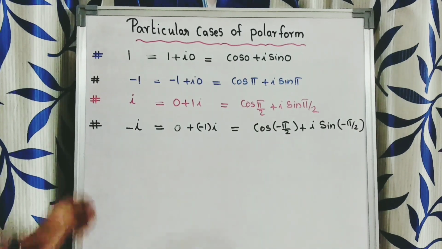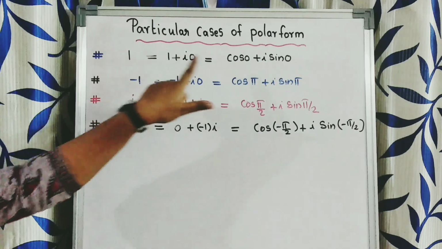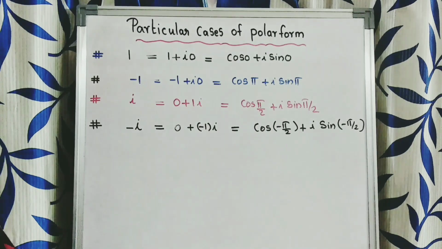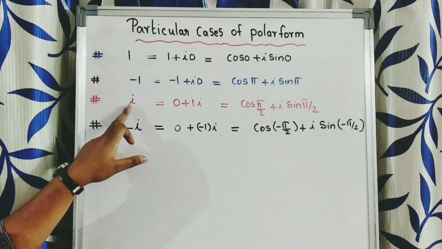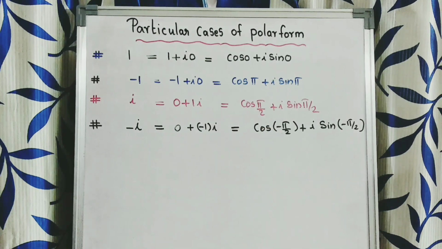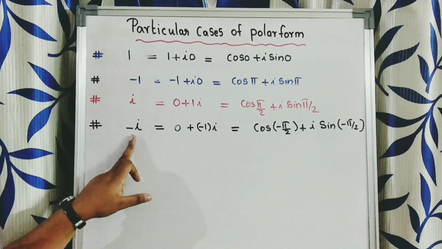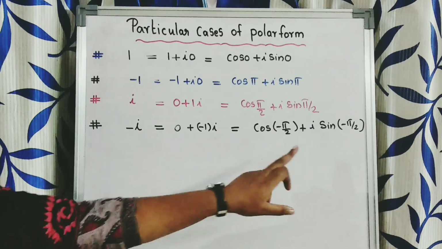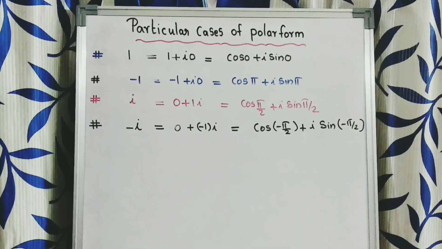Once more, the polar form of 1 is cos 0 plus i sin 0. The polar form of negative 1 is cos pi plus i sin pi. The polar form of i is cos pi by 2 plus i sin pi by 2. The polar form of minus i is cos minus pi by 2 plus i sin minus pi by 2.